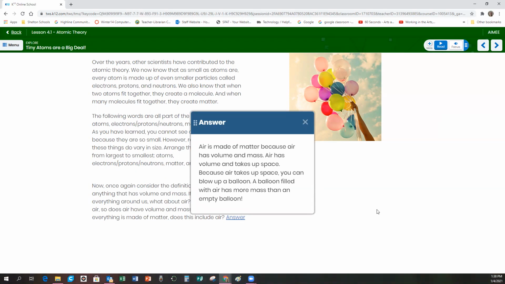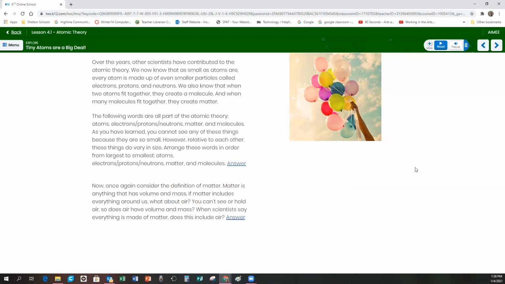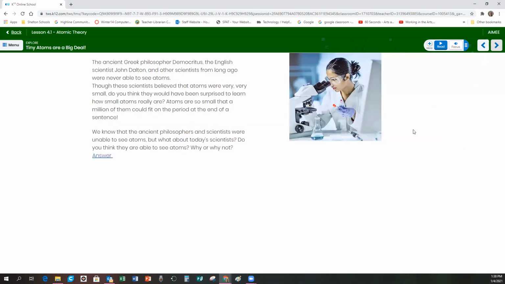Air has volume and takes up space. Because air takes up space, you can blow up a balloon. A balloon filled with air has more mass than an empty balloon, right? So you can actually see the effects of the air.